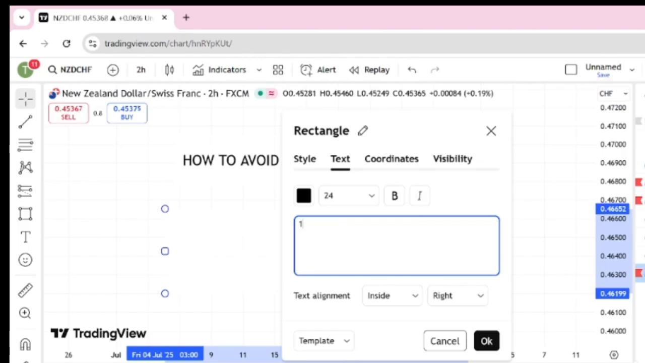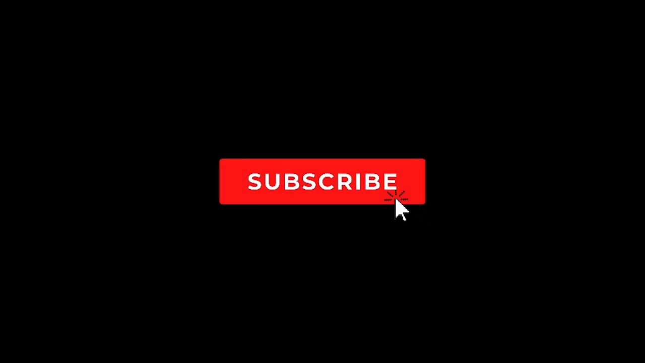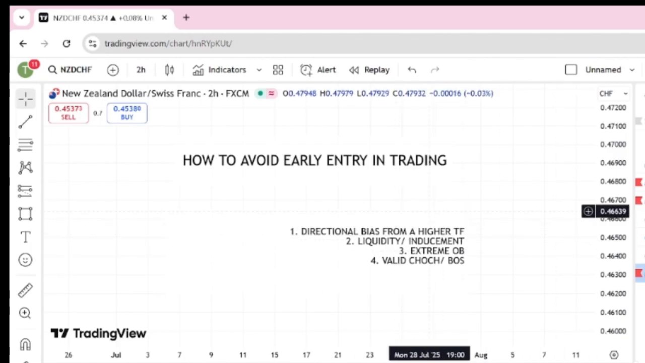The first one on the list is directional bias, from a higher time frame. Second on the list is the presence of liquidity or inducement. Third is trading from an extreme order block, the identification of a valid order block. Fourth is a valid change of character or valid break of structure. These are the four points we'll be working with.